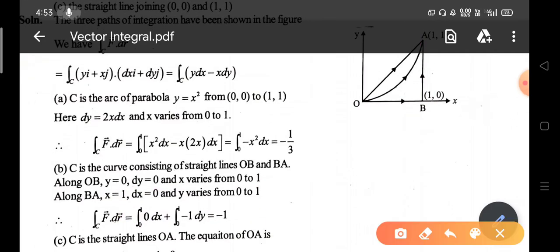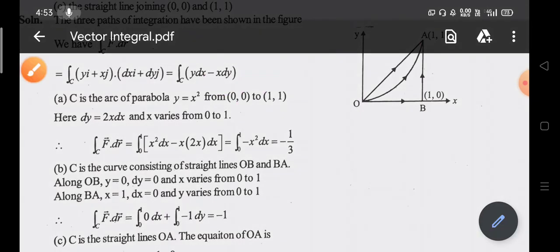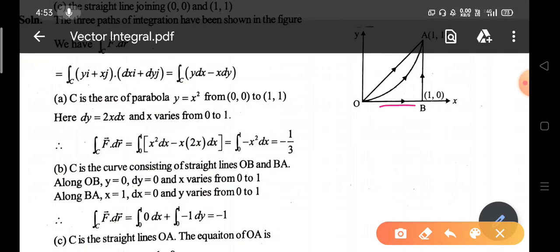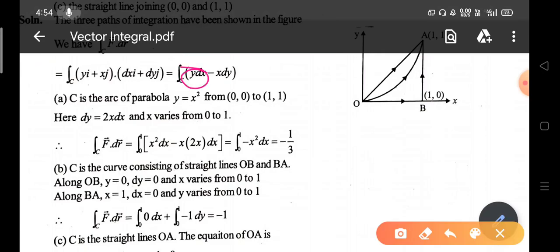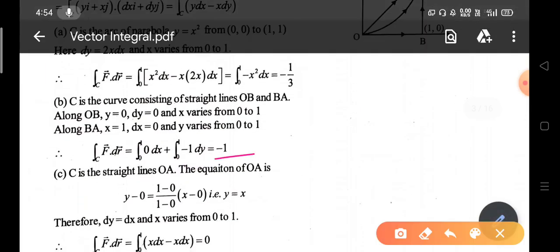So for the first path, the dy term will not be present. For the second path, the dx term will not be present. That's all. So here, in place of y you write the value of y. Here the value of y is 0, so it will be 0 dx. For the second, in place of x you write 1, because on this path x is 1, so you write the integration from 0 to 1 of minus 1 dy. So one is calculating the change for this path, another is calculating the change for this path. Just solve the two integrations, you will get the result minus 1.